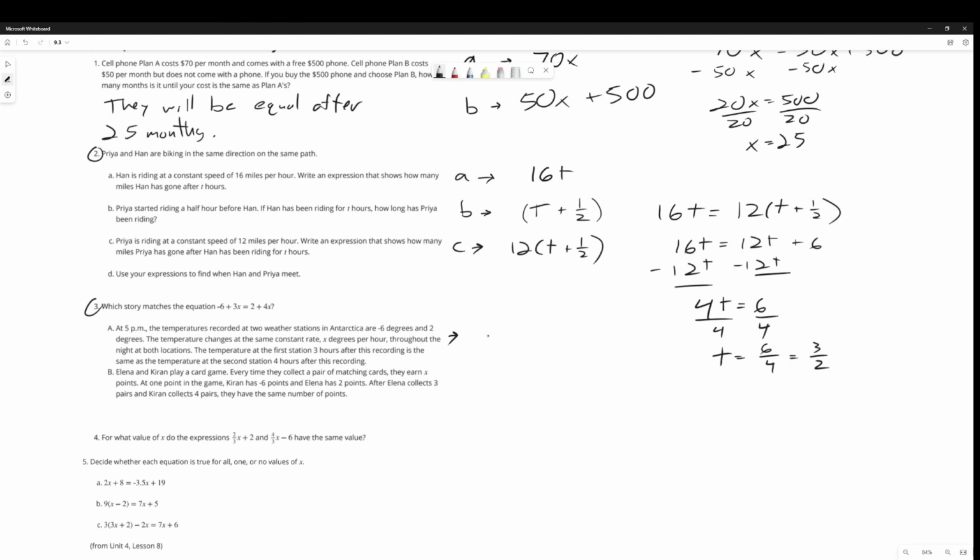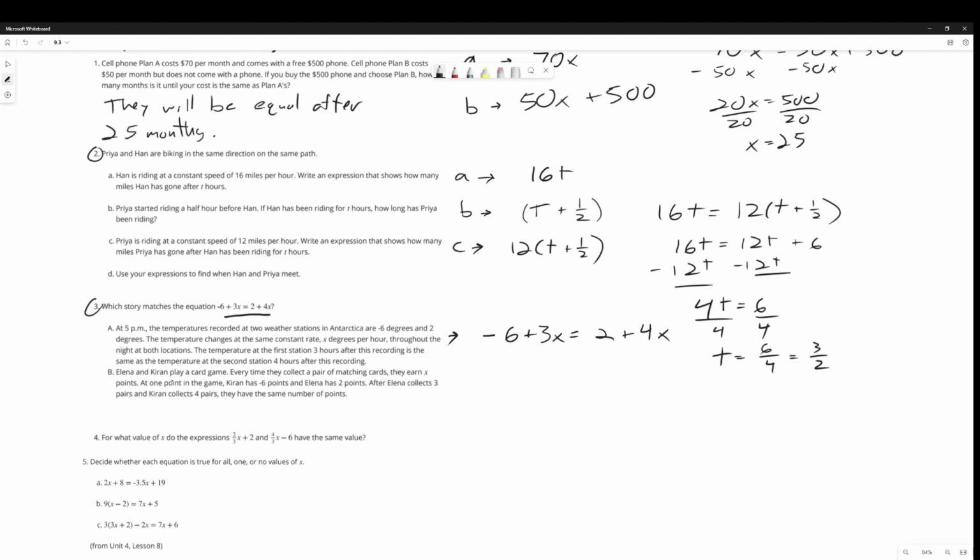So we're starting, one station is starting at -6, one station is starting at 2. The -6 station, so that's the first station, is the same 3 hours after recording. So that's going to be -6 plus 3x. The other station, it was 4 hours, so that's going to be 2 plus 4x. So that seems to match, but let's make sure B is not the same. Maybe it's both of them.